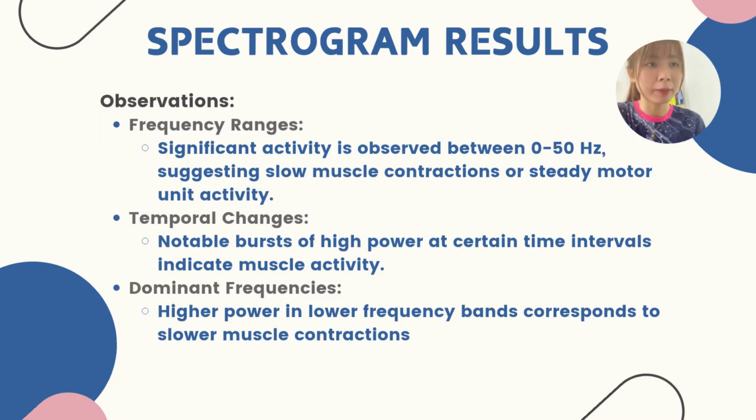The spectrogram result shows that the frequency range is between 0 to 50 Hz, which suggests slow muscle contractions or steady motor unit activities, while the temporal trend shows notable bursts of high power at certain time intervals, which indicate muscle activity. The dominant frequency shows higher power in lower frequency bands, which corresponds to slower muscle contraction.